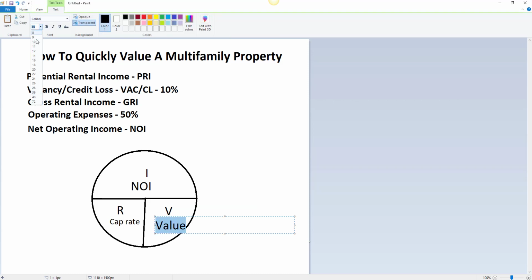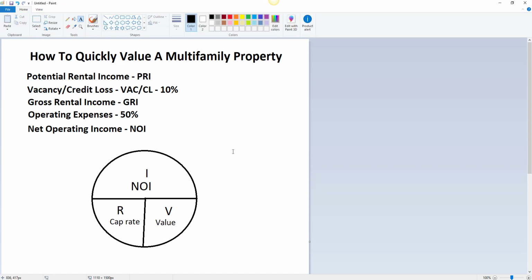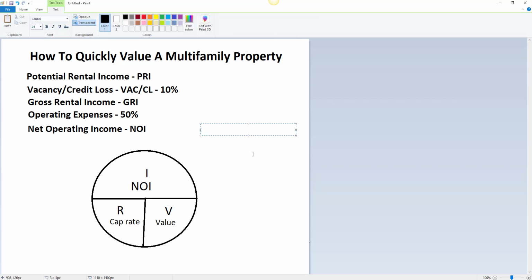Shrink that back down. So, if we know what the NOI is and we have a value, then we can determine what the cap rate is. So, let's say our NOI is $100,000, and let's say the owner is asking $2 million.